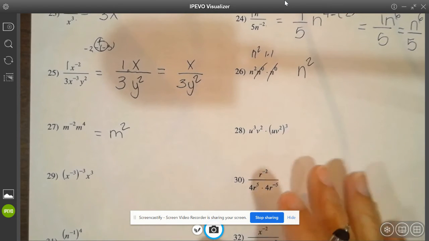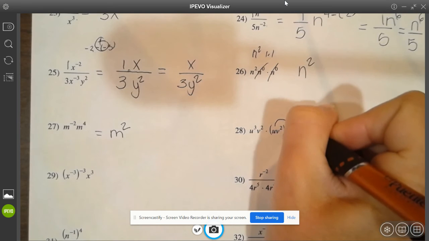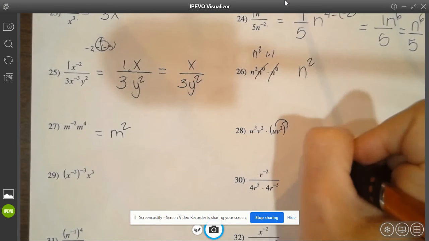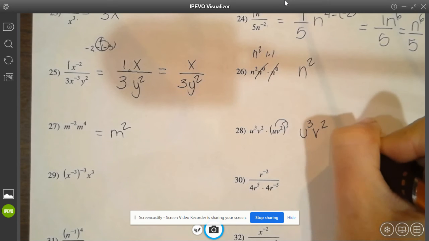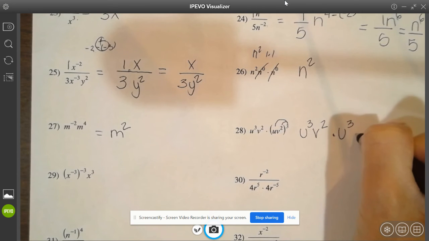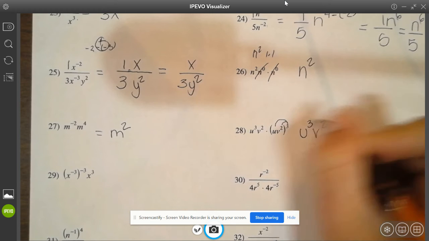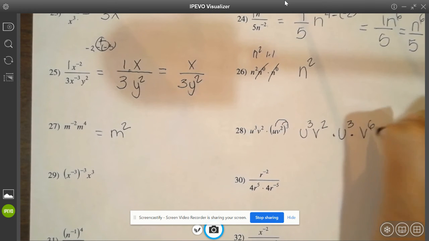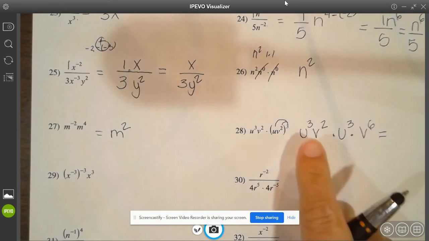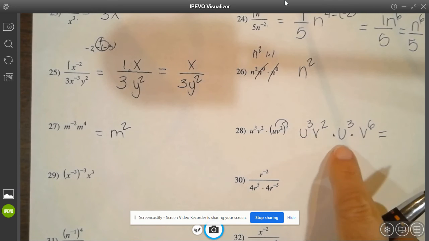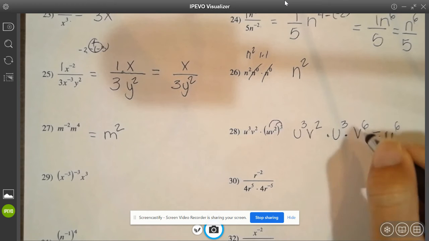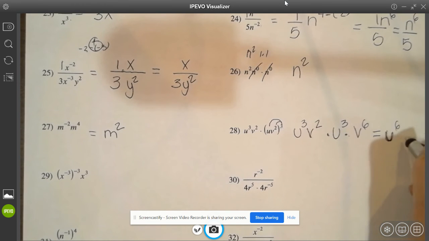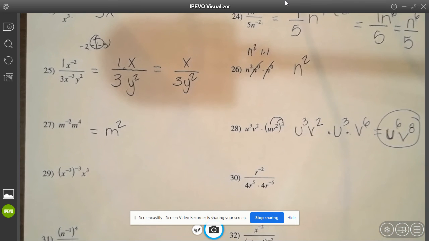Here, let's do that by parts. Let's distribute that 3 to each inside the parentheses. So we have u to the 3rd power times v to the 2nd power times u to the 3rd power times, right? 2 times 3 is v to the 6th power. And then you can combine all of them. So that's 3 u's and 3 u's, that's 6 u's. And then we have 2 v's plus 6 v's, that's v to the 8th power. And that is my answer here. Okay.